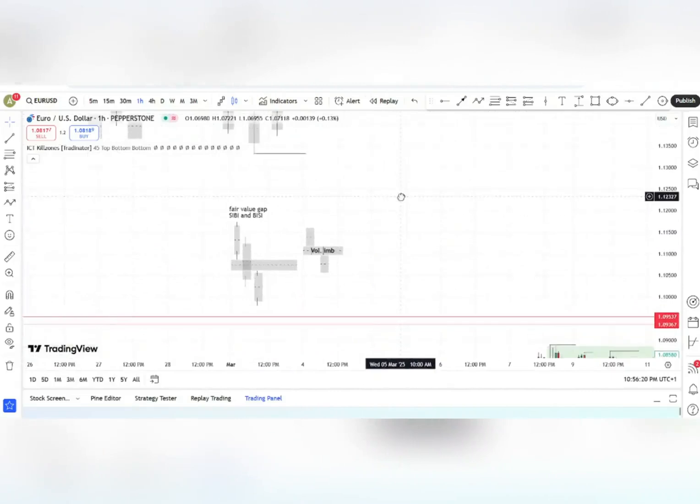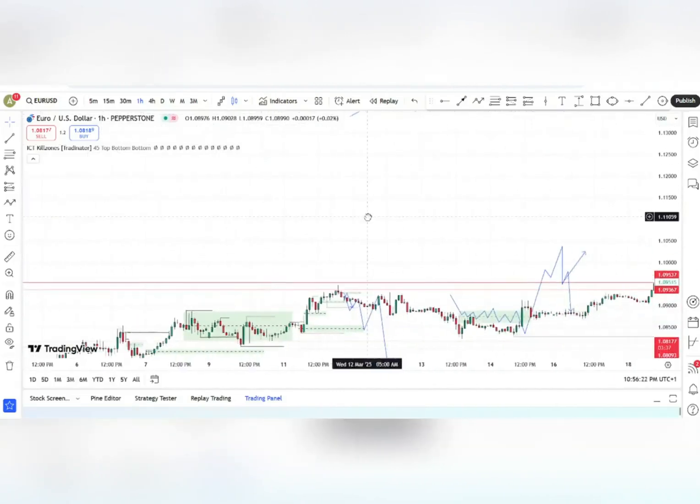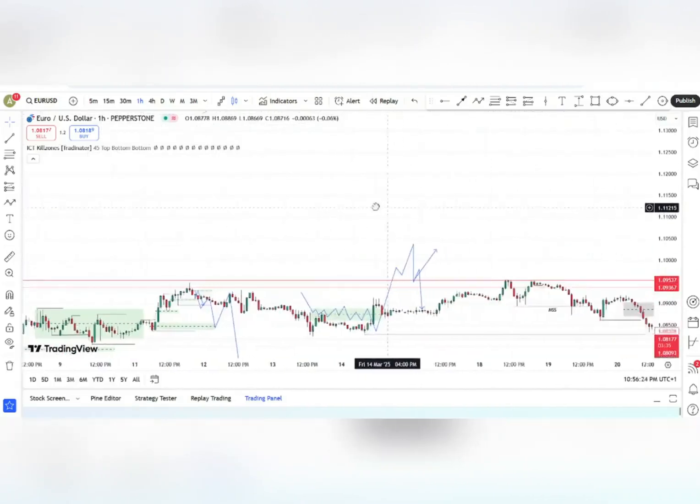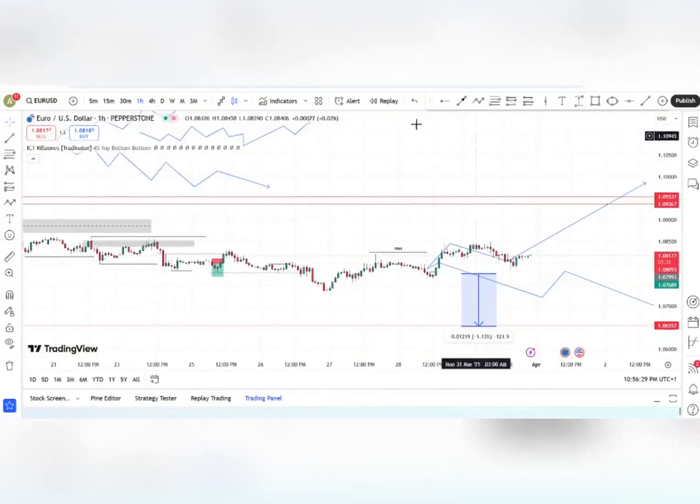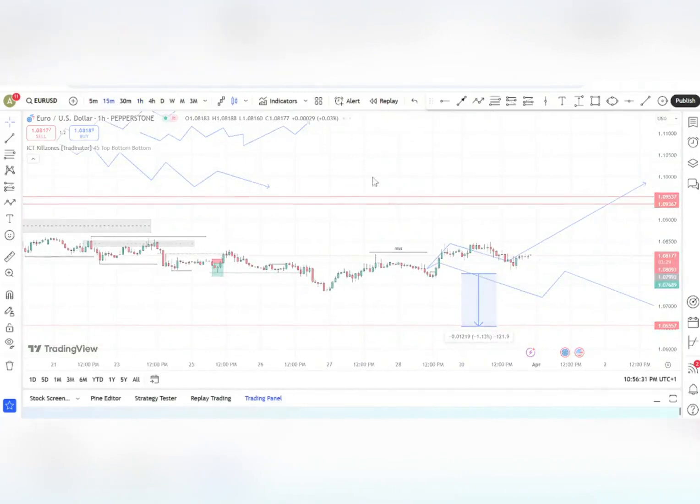So it really works in daily price. If you are a day trader, you can apply it. Most times it really works. All right, so let me just use an example. 15 minutes.